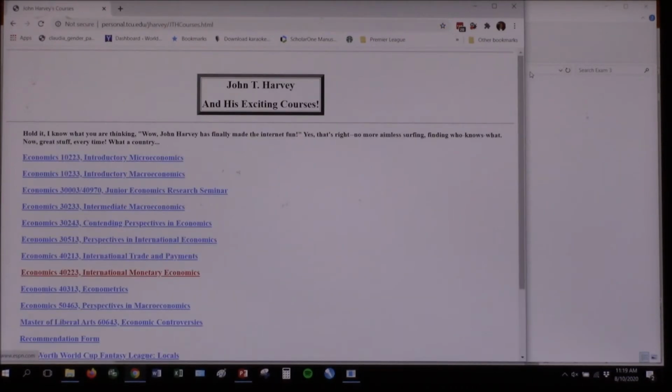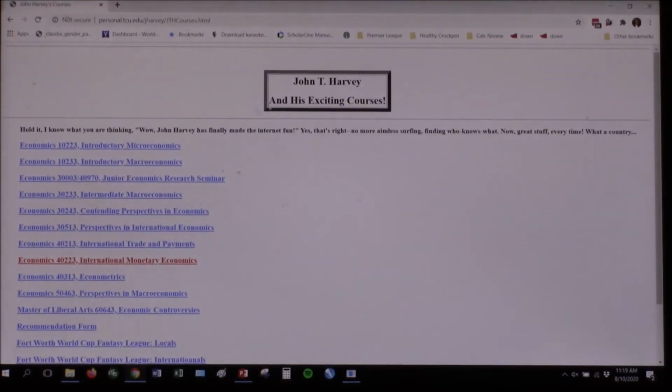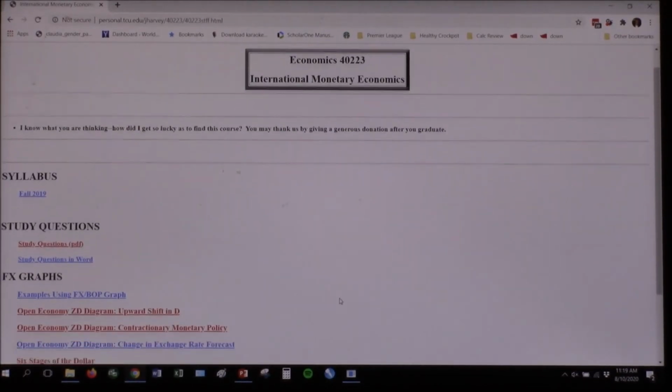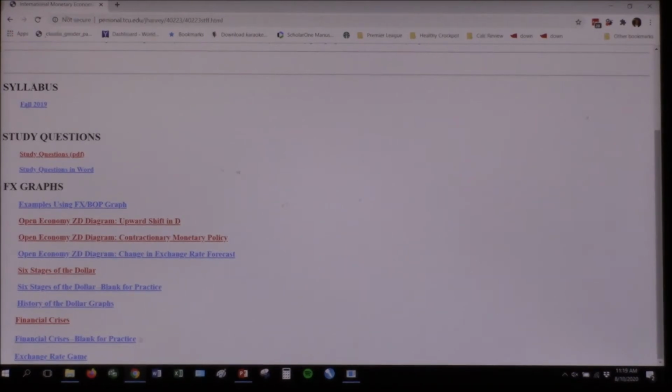And John T. Harvey's classes. And International Monetary. Page down here. Six stages of the dollar.